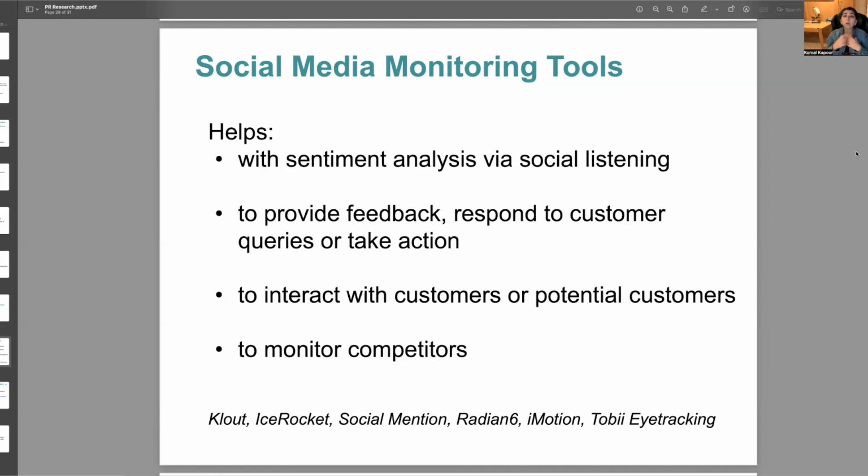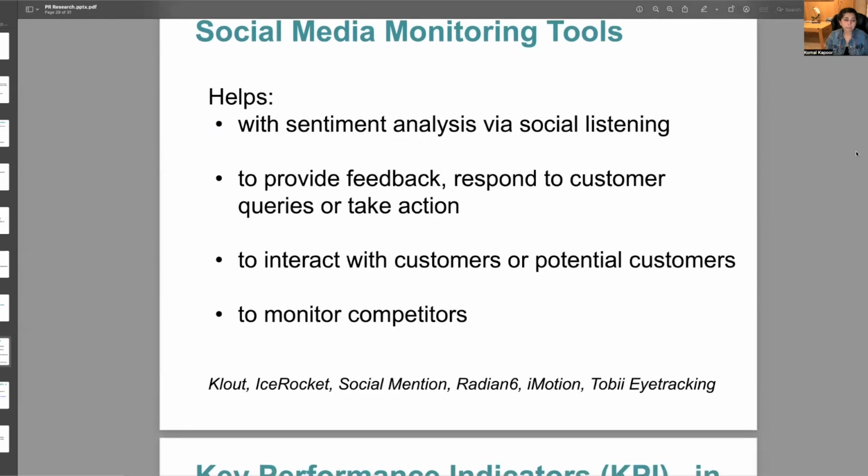And in general, all of these monitoring tools are really great to monitor your competition. What are they doing? How are they tailoring their key messages? And what do we need to do now that we know that? Okay. You could look at some of the names that you see down here: Cloud, AirRocket, Social Mention, Radian6, iMotion, Tobii Eye Tracking. There's a lot of stuff out there that you can look at to understand the kind of work that is being done in the emerging digital space.